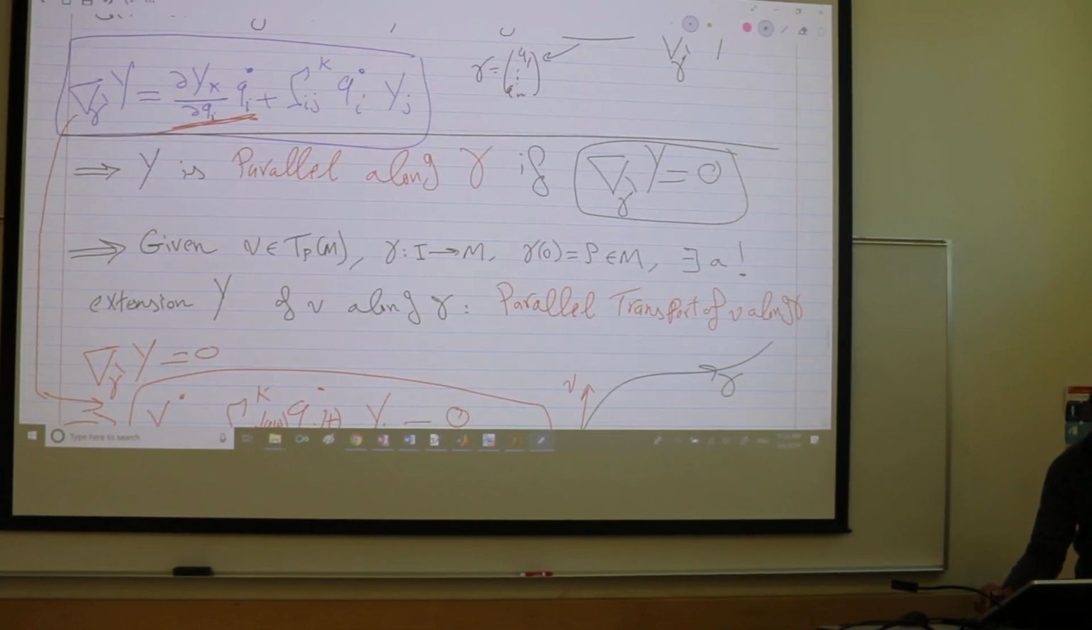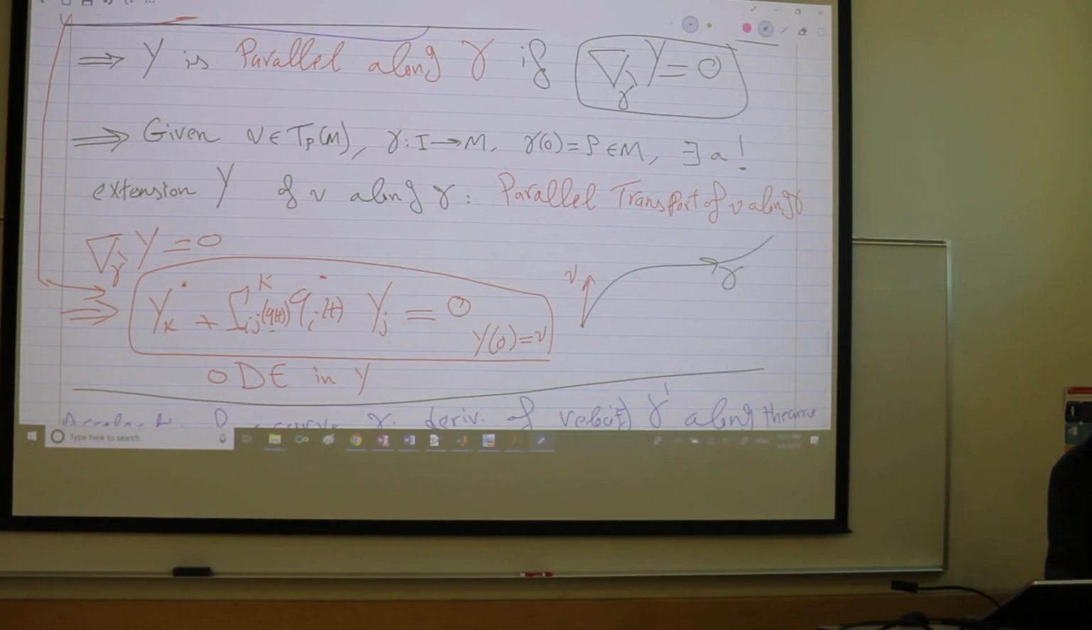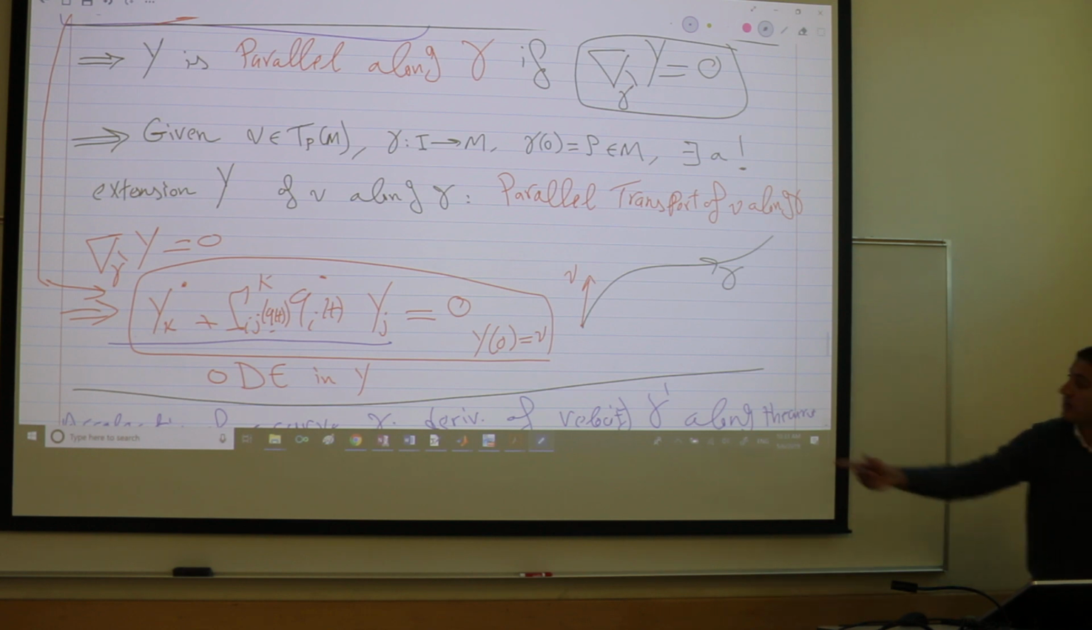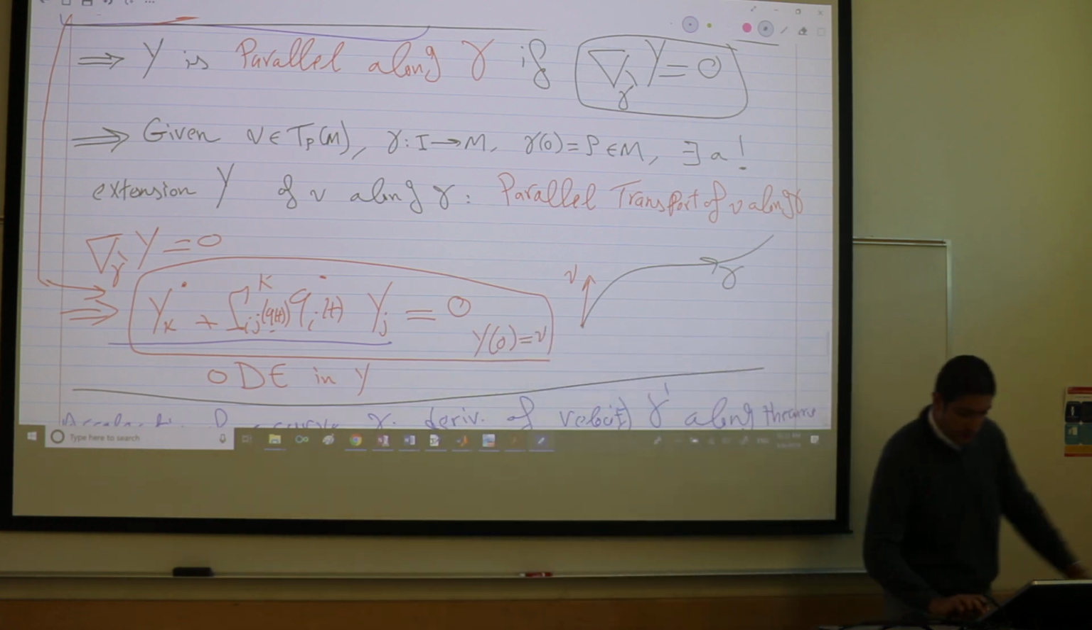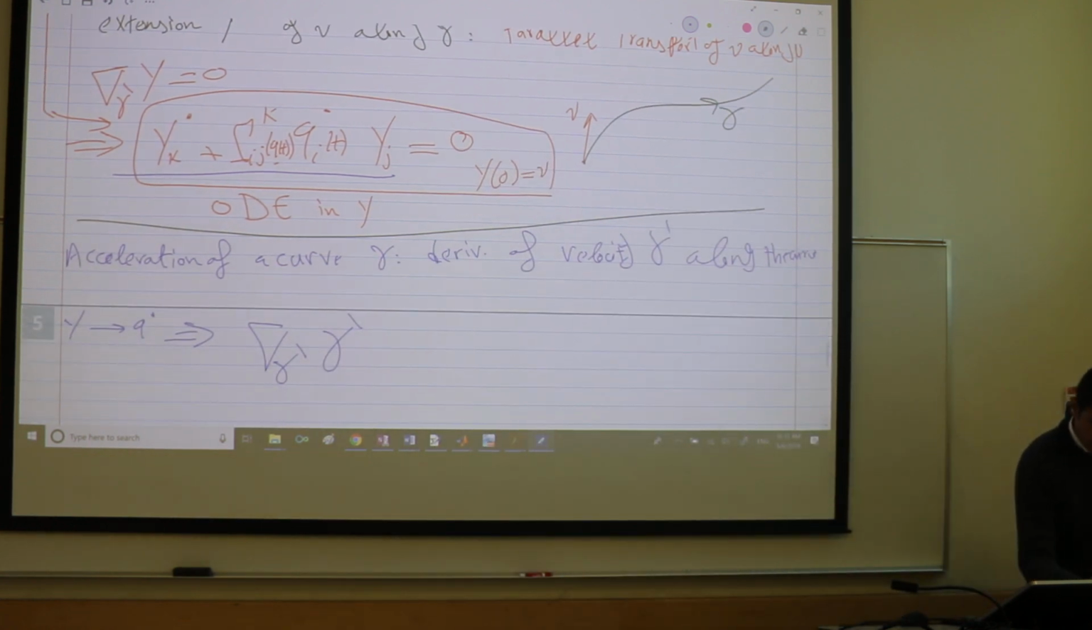The very first thing in this equation, so we can get it from here also. Replace each y by q dot, simply in this equation. Replace each y by q dot. So this is q k double dot plus gamma I j k q I dot q j dot. This is the acceleration of the curve, right?